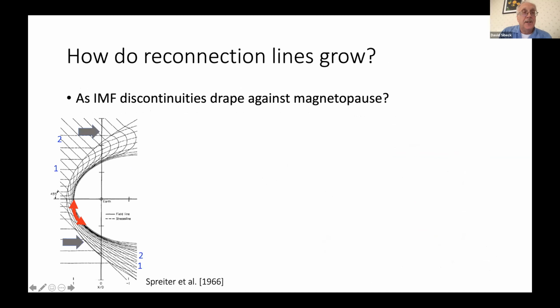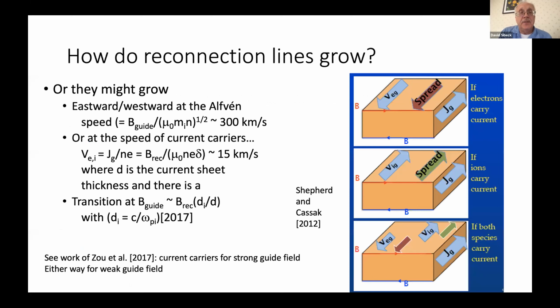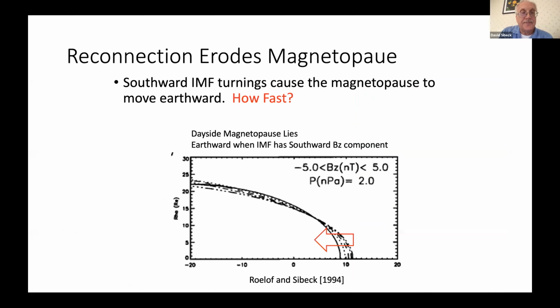Maybe. Why would a reconnection line grow? Well, perhaps because some IMF discontinuity is coming in, touching off reconnection, and as the discontinuity moves to touch other parts of the magnetopause, reconnection spreads, maybe. Or maybe it grows at some Alfvén speed that propagates away from some initial disturbance. Or maybe it spreads at the speed of current carriers like ions and electrons. This is another hot topic of research pioneered by Zhu and co-workers.